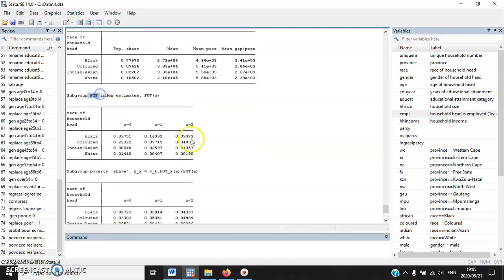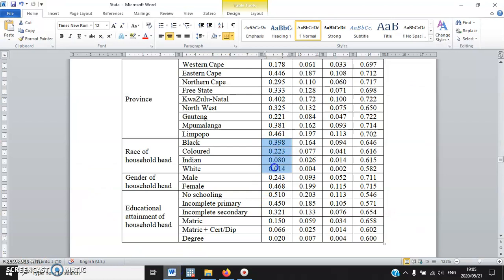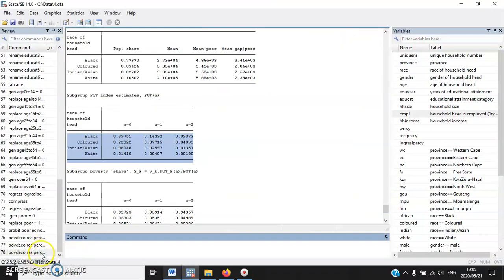Again, just check the results under FGTs. Okay. So that's the answers. Last one, by educate.